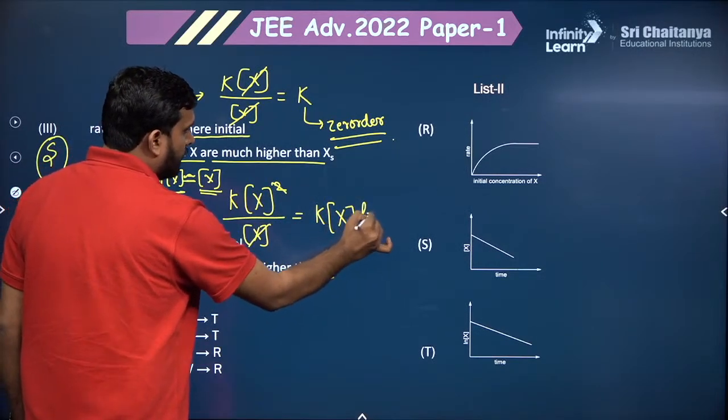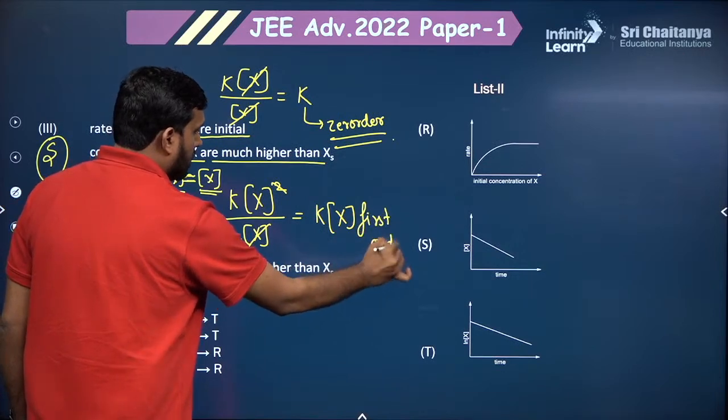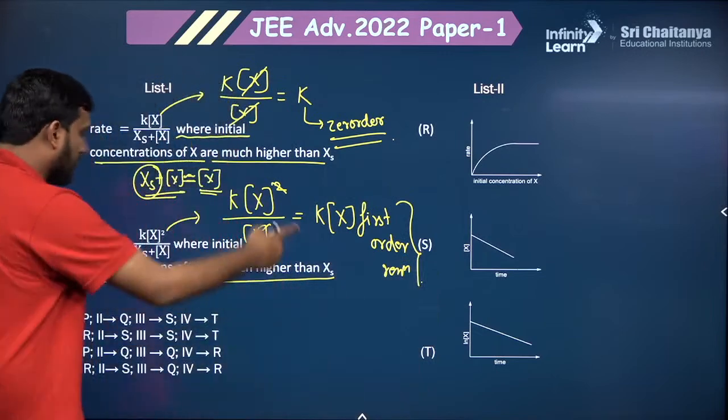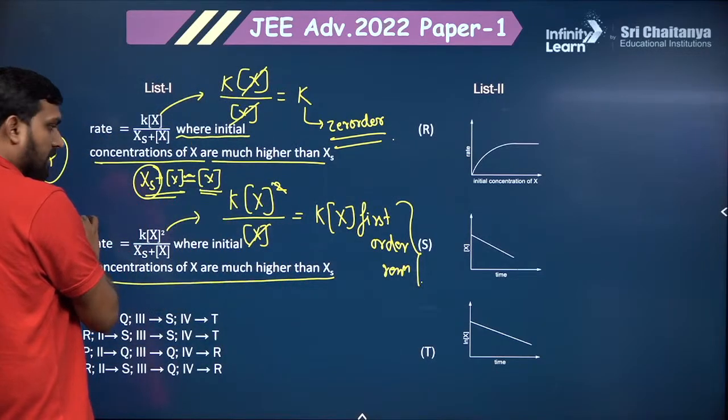So it's nothing but the first order reaction. So if it's a first order reaction, then what were the correct options? I think Q and T.